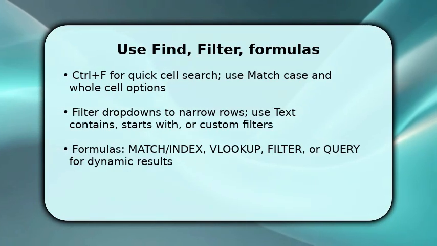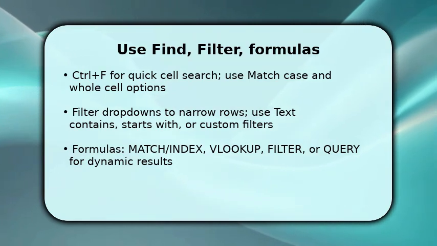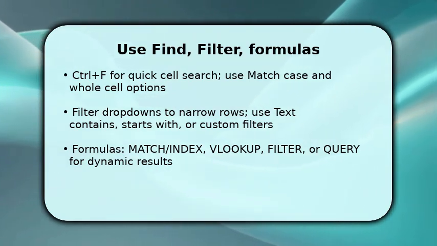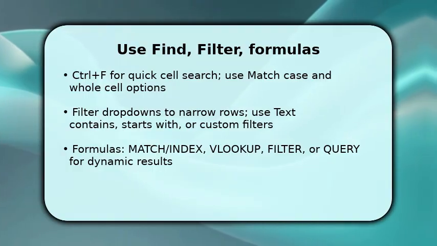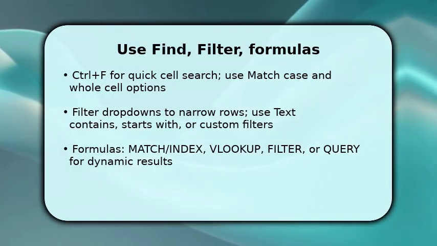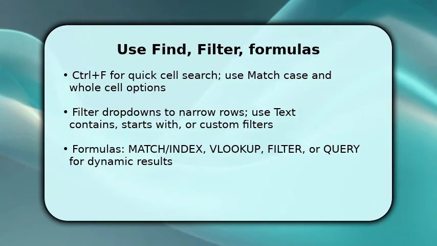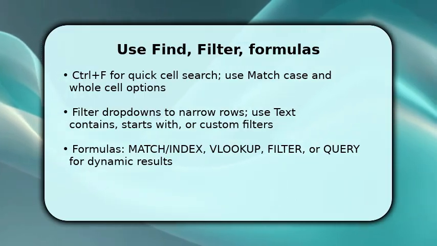You can use Find Ctrl+F to jump to single cells fast, enable match case or whole cell to refine results. For row-level narrowing, apply a filter on headers and choose Contains, Starts with, or Custom Conditions. This shows only relevant rows.